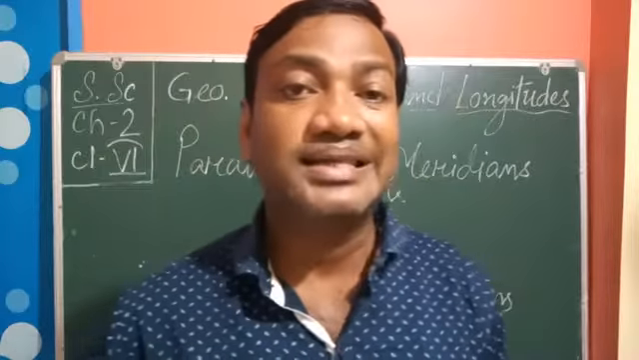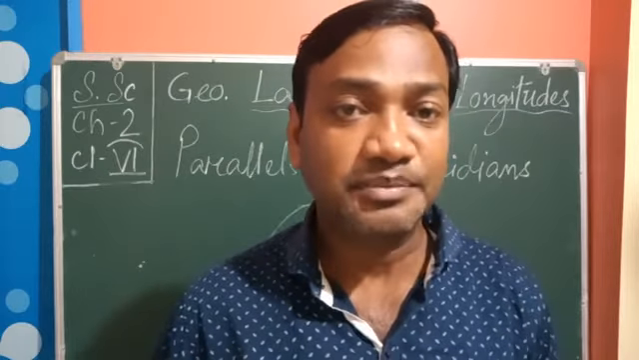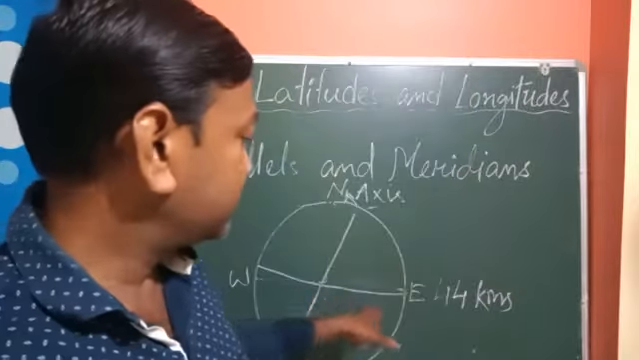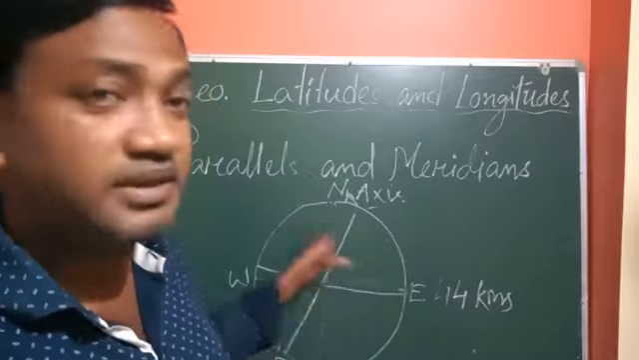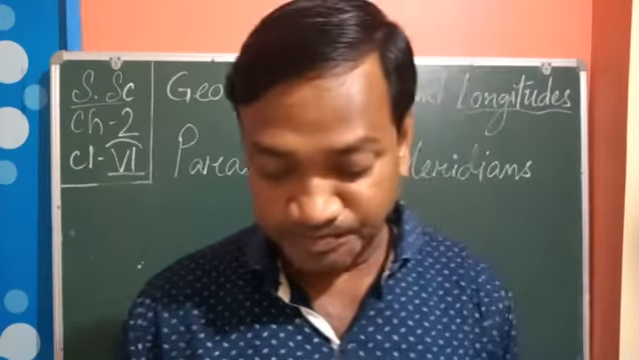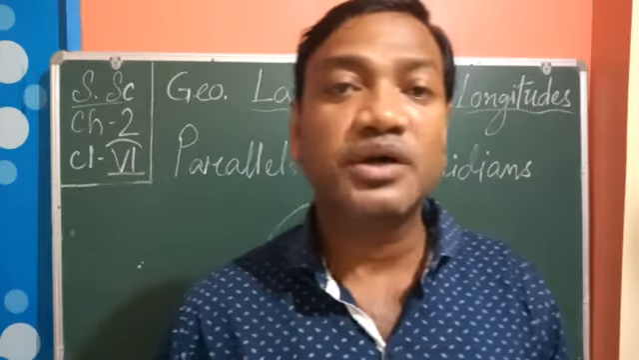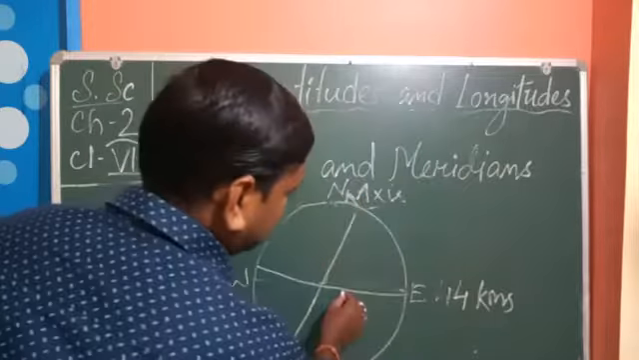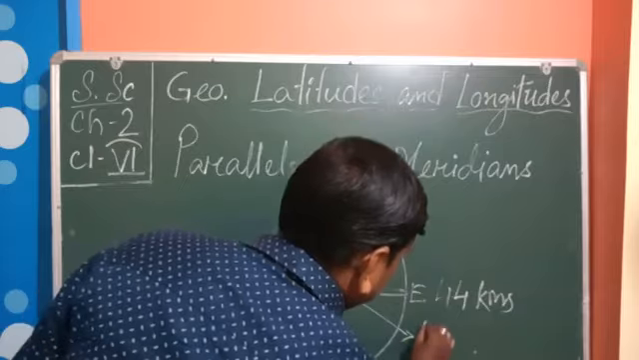And this line is a circle. That means the middle line is a complete circle. It is a complete circle which divides the earth into two equal parts, and it is called the equator. So this line is called the equator.